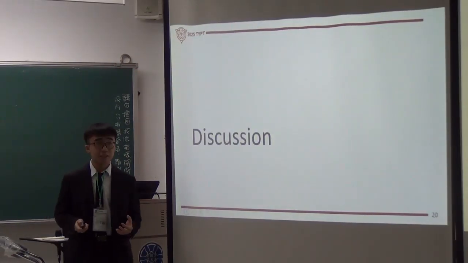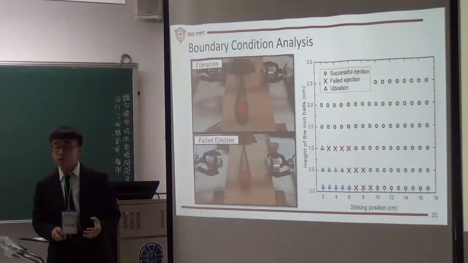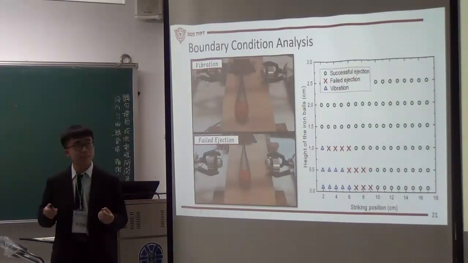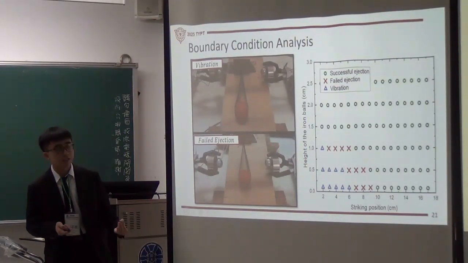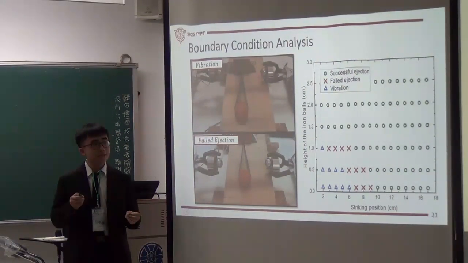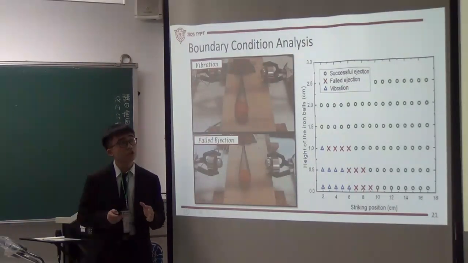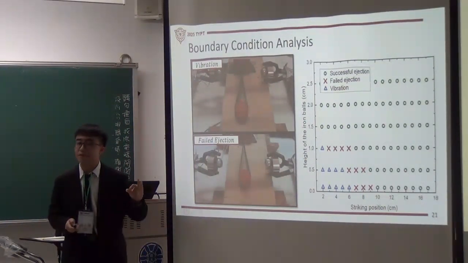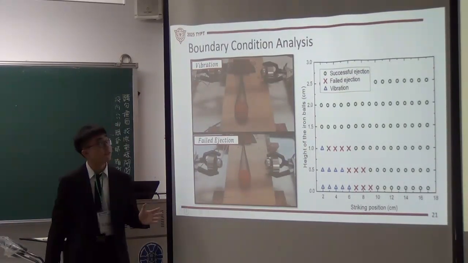Now, let's move on to the discussion. Since we use a pendulum as the active force on the surface of the rulers, we would like to discuss boundary condition analysis. We mainly divide it into three phases: the successful ejection, the failed ejection, and the ejection caused by vibration. Let's look at the vibration videos here.